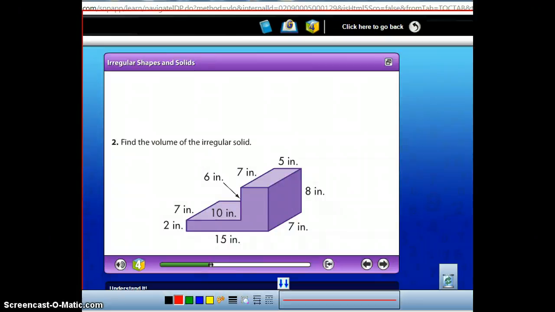Find the volume of the irregular solid. Okay, once again, we find the corner here. We can either divide it like this, or we can divide it like this. Either way, it doesn't matter. I'm going to stick with this one here. I have figure A and figure B.